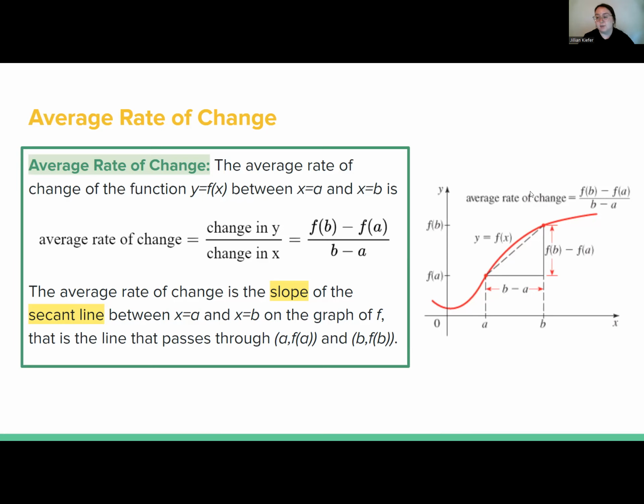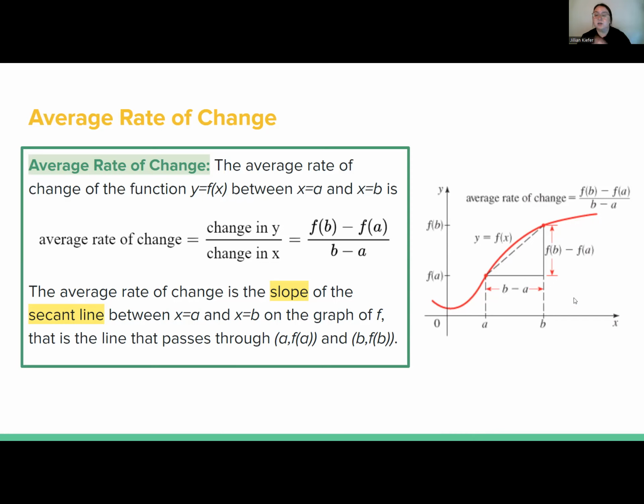Our average rate of change formula is given here. We see that we have the x values a and b, and their corresponding y values, f of a and f of b. So this dotted line is our secant line. That's our imaginary line that we drew. And so when we calculate our average rate of change, we're taking the difference of those y values and dividing by the difference of the x values.